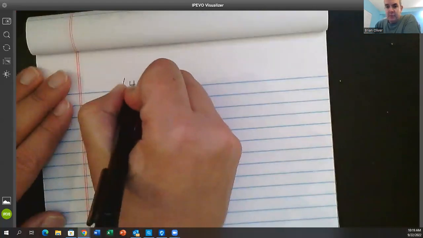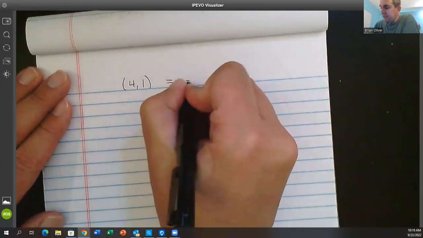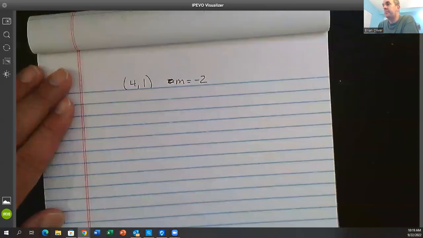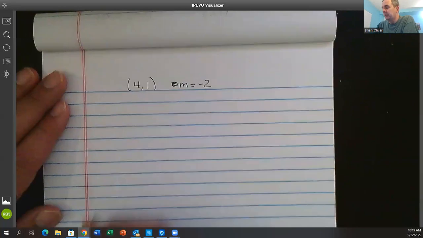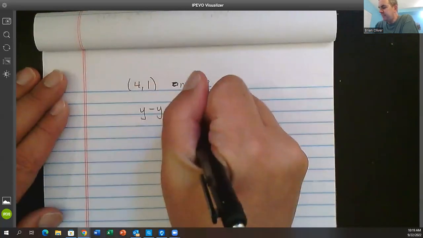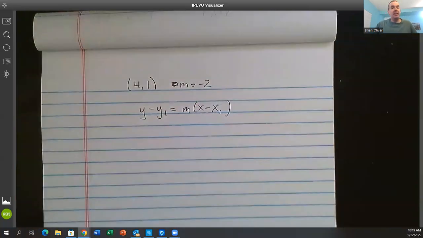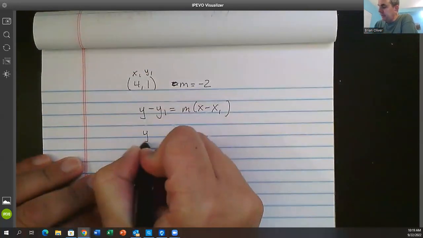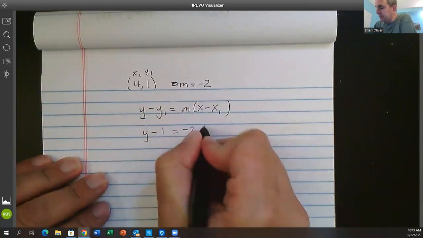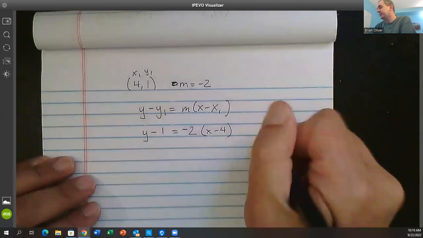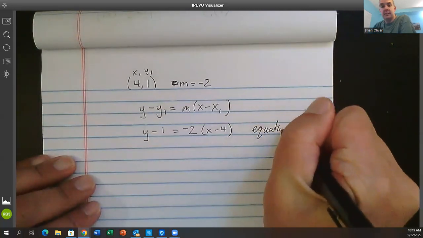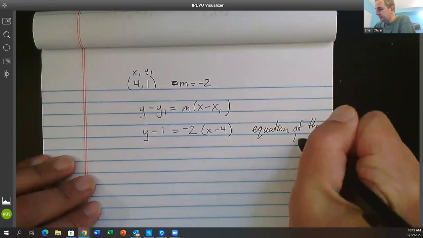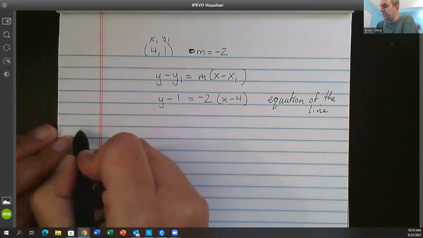So again, say I had the point (4, 1) and a slope of -2. What would the equation of the line be? y minus y1 equals m times x minus x1. Plug in my numbers, there's my x1, there's my y1. So this would be y minus 1 equals -2 times x minus 4. There's my equation of the line. That's just a little bit of review from your Algebra 1 days.